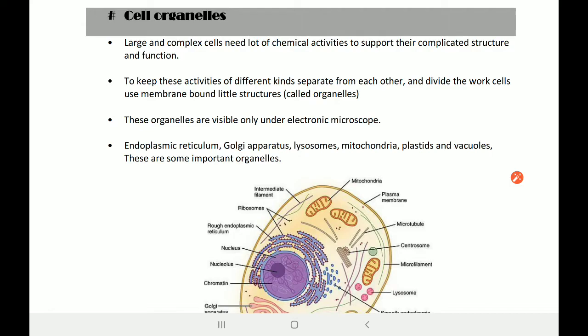In eukaryotic cells, that is advanced cell or complex cell, we can say, there are functions or metabolic activities conducted by different small organs called organelles, right? A cell itself is quite a small body, so these organelles cannot be seen even through a compound microscope. They are visible only under an electron microscope.